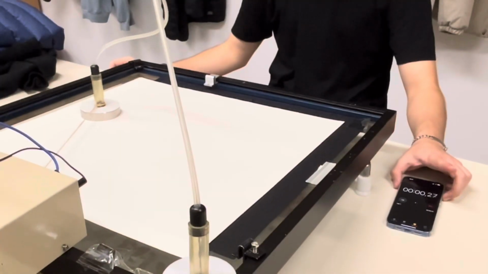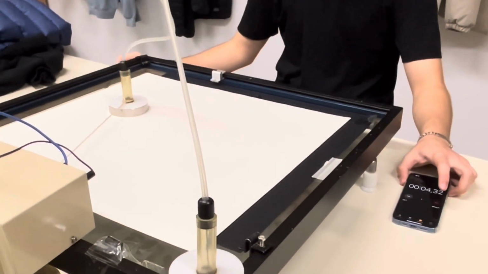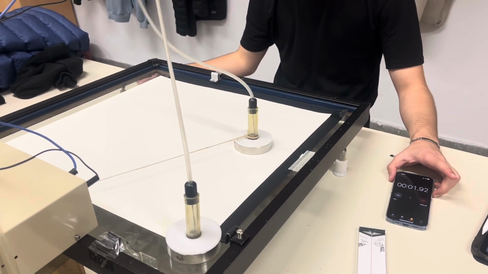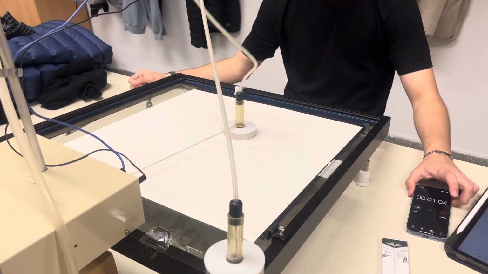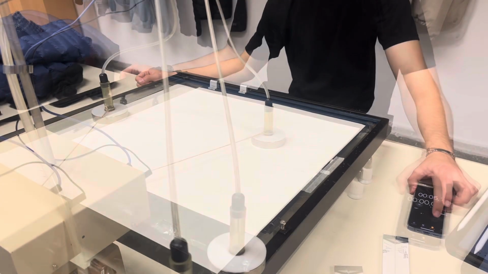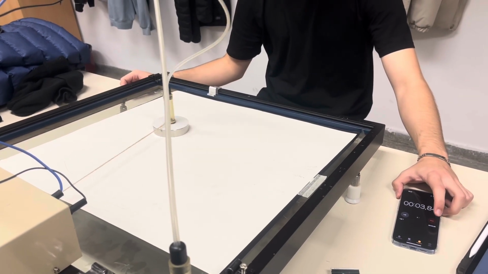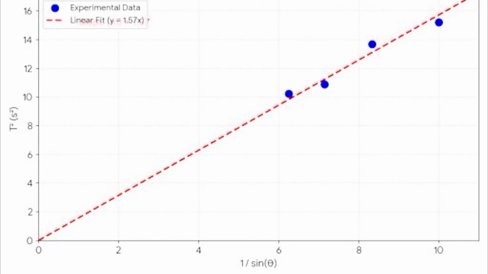In this video, I used the block that has a sin theta value of 0.10, and that block is equal to 0.12. In this video, the block's sin theta value is 0.14, and in this video, the block's sin theta value is 0.16. Here are the measured periods and processed data.